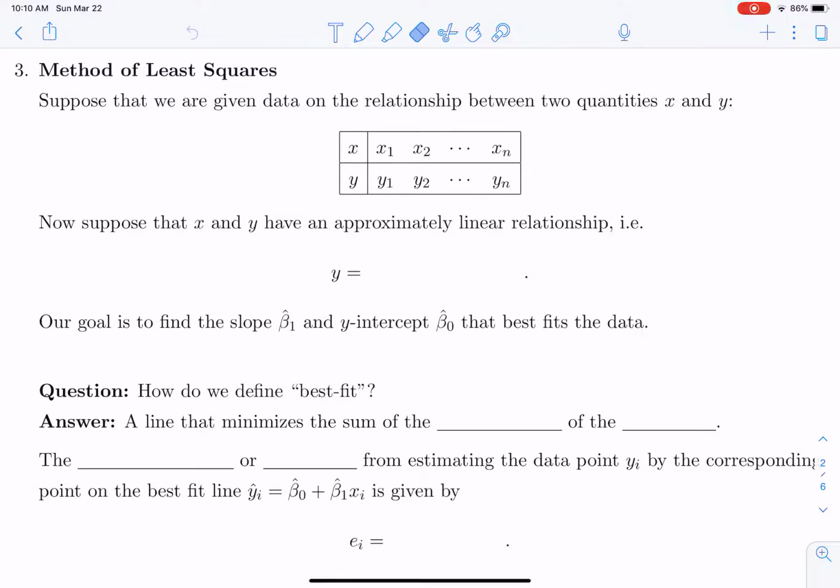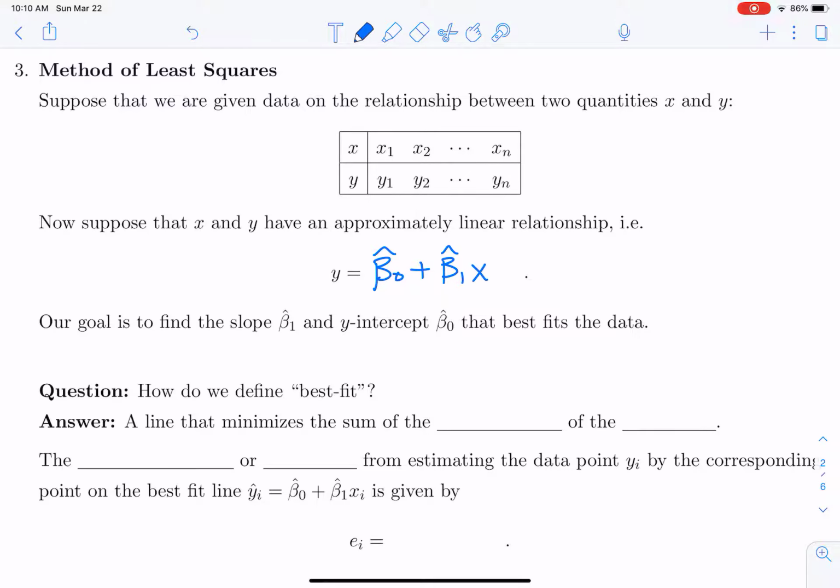The next question that we want to investigate is, given two sets of data, x1 through xn, and y1 through yn, how do we find that linear model, that linear relationship between x and y? So if x and y have an approximately linear relationship, then what we're going to say is that y is equal to beta 0 hat plus beta 1 hat times x.